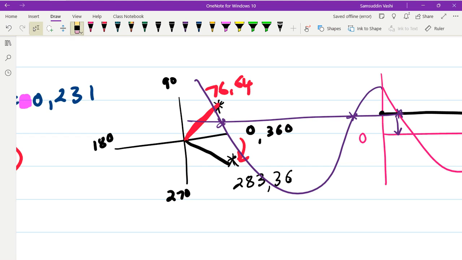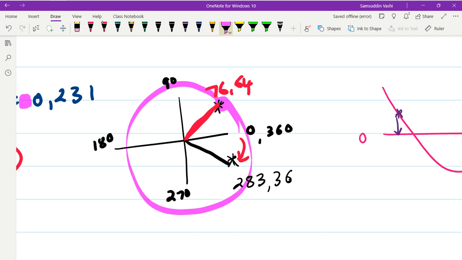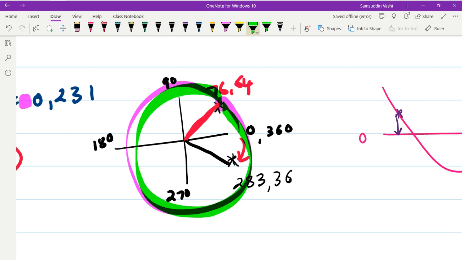I'm going back to this Cartesian plane. This is my first answer, 76 degrees. To get another answer after 360 degrees, can I move one more circle? I'll be at the same place, isn't it? One more circle means I have added 360 degrees, so I'm getting another answer. Or can I move backwards from there, going to the left-hand side from 0, negative 360 degrees?